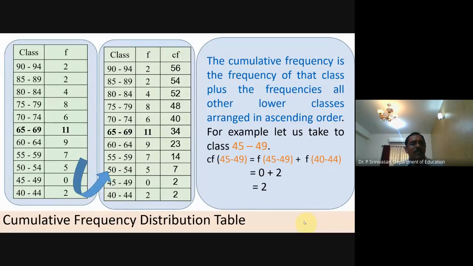In the second one, you have another column which is headed by the alphabets CF. C means cumulative, F means frequency, cumulative frequency. Hence the name, the cumulative frequency distribution table. If the cumulative frequencies are plotted against the particular class, then that is called the cumulative frequency distribution table. Okay. How to get cumulative frequency?